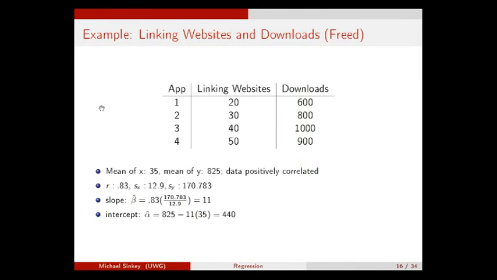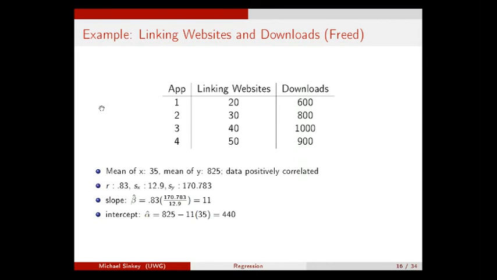Linking websites is my x variable. I take the average of these guys. I have 20 plus 30, which is 50, plus 40, which is 90, plus 50, which is 140, divided by 4. The mean of x is 35. The mean of y, I have 600 plus 800, 1400, plus 1000 is 2400, plus 900 is 3300, divided by 4 is 825. So I know that (35, 825) is going to be a point on my line.